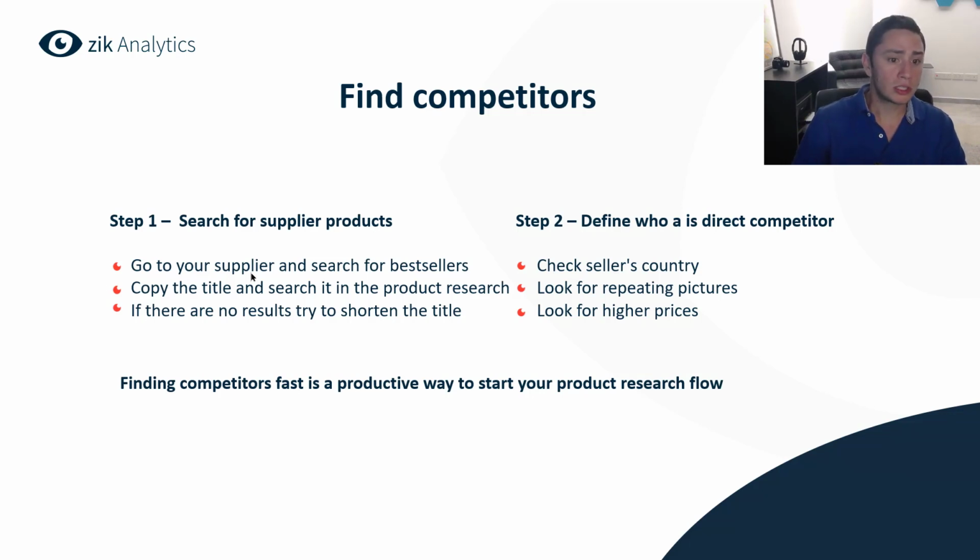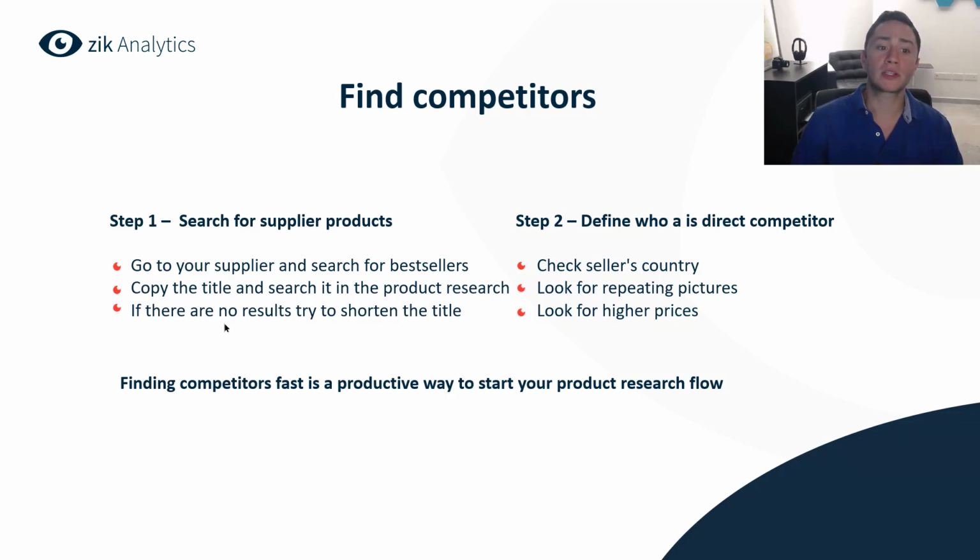So go to the supplier and search for bestsellers. Let's say you're dropshipping from AliExpress, Amazon, Walmart, Home Depot, etc. You go to each one of the suppliers, you copy one of the best-selling products on their platform, and then you go to the product research tool in Zik, you paste the title into the product research tool in Zik, and you hit the search in Zik selection button, and you will get results, okay?